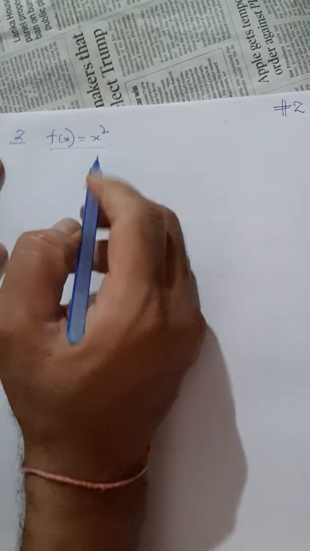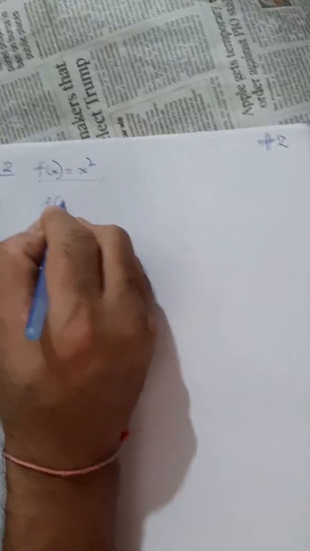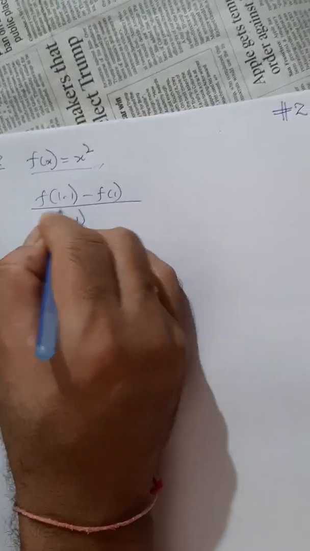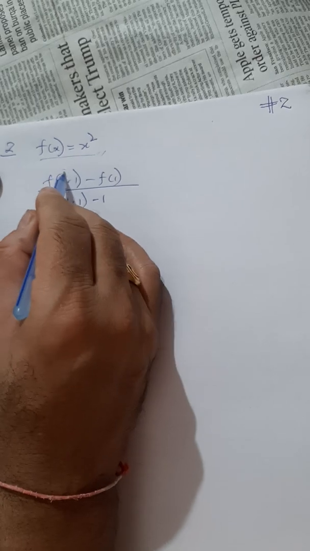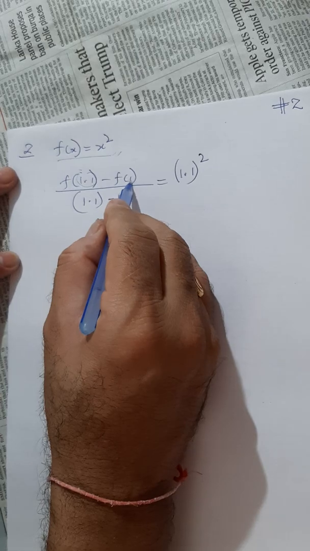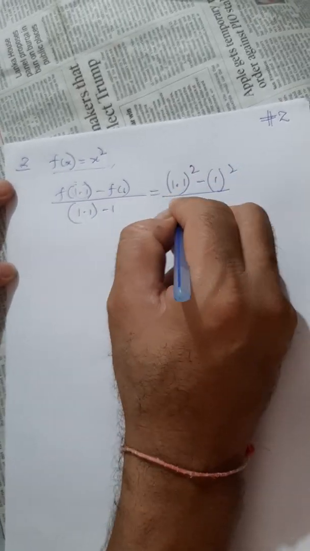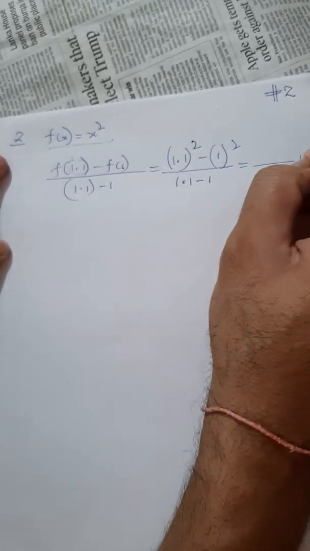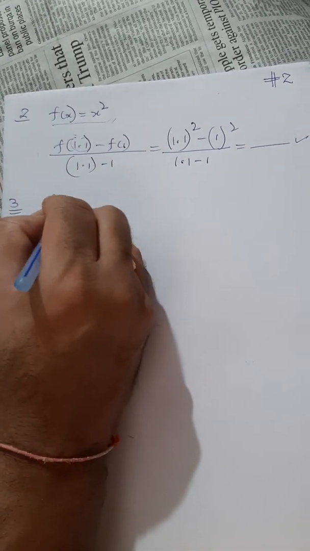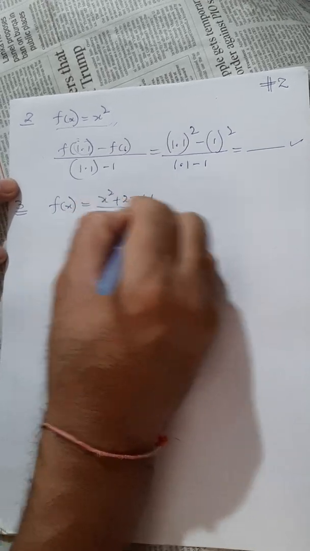Next question, f(x) equals x squared, and you are asked to find f of 1.1 minus f of 1 upon 1.1 minus 1. F of 1.1 means put 1.1 in the formula of the function, so 1.1 the whole square. F of 1 means put 1 here, so 1 square upon 1.1 minus 1, and you just simplify, you will get the answer.